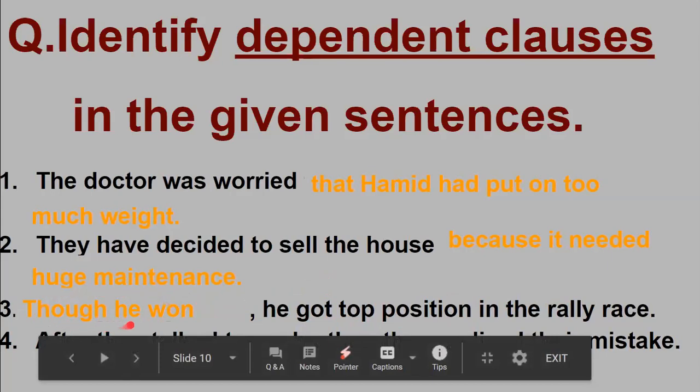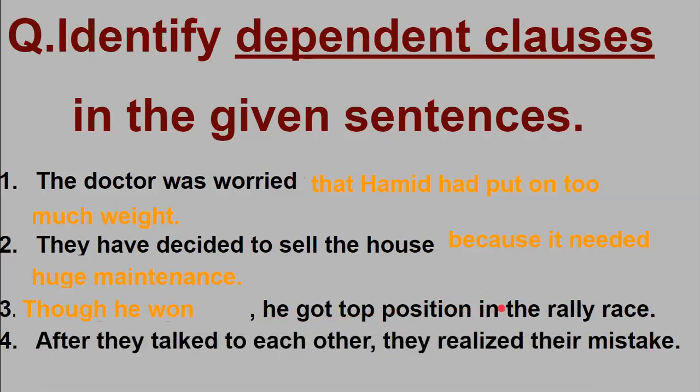Why is "though he won" a dependent clause, students? Because this clause, it's a small clause, but it is starting with the conjunction "though". Though is a conjunction. Very good, Usman. He has detected the conjunction present at the start of this big sentence, and that is "though". Though he won is the dependent clause, and the next clause is the independent clause.